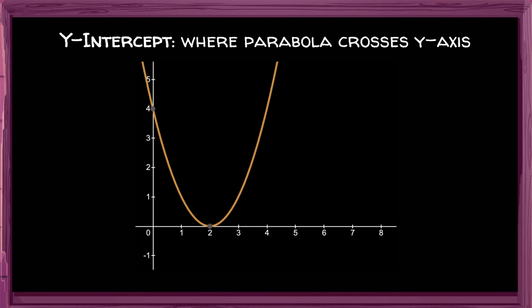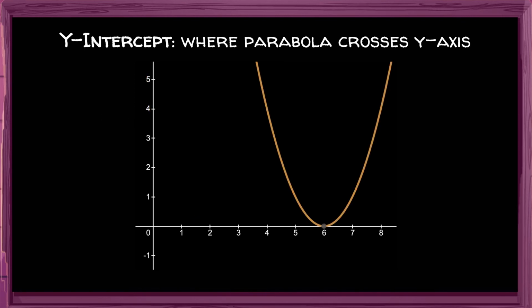Y-axis. Y-axis. That's the one that goes up and down, right? Like the vertical axis. This parabola crosses that axis at the point 0, 4. Right. But what if I transform this parabola by shifting it to the right, away from the y-axis, like this? This question is not logical. This parabola never intersects the y-axis.